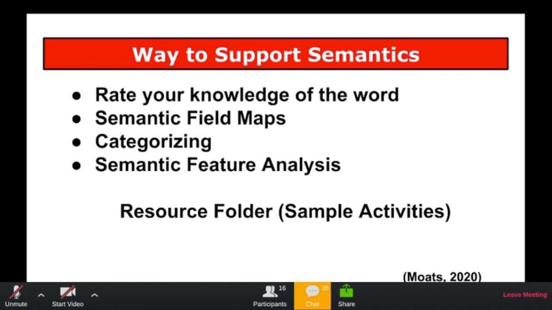Semantic field maps are very similar to the Frayer model. When you're looking at a word, you're looking at examples, non-examples, synonyms, things like that of that word. So you can use these mapping tools to help them associate meaning on that semantic level.